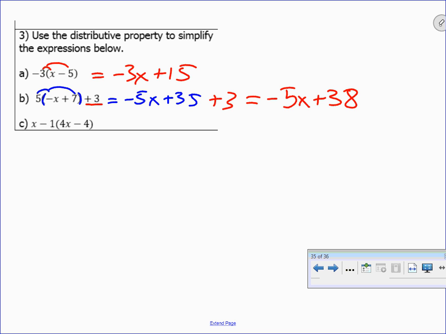And then same thing for this one. We're only distributing the -1 to those. So this is x minus 4x plus 4. And so I'll get -3x plus 4.